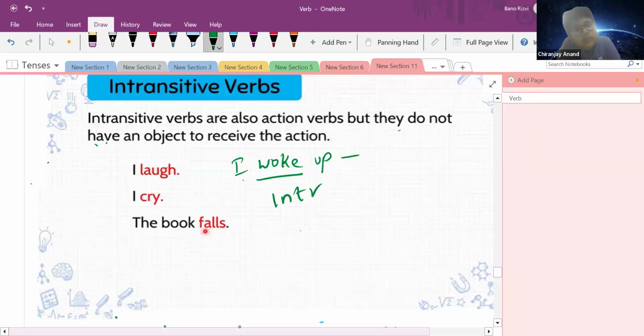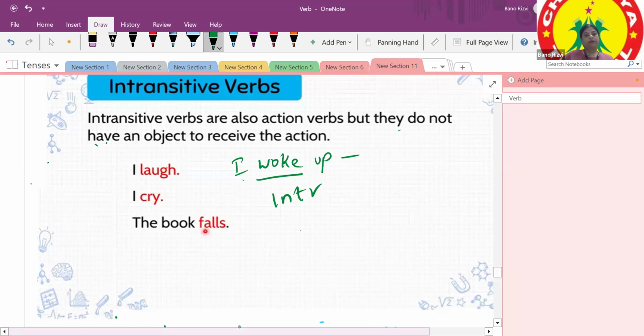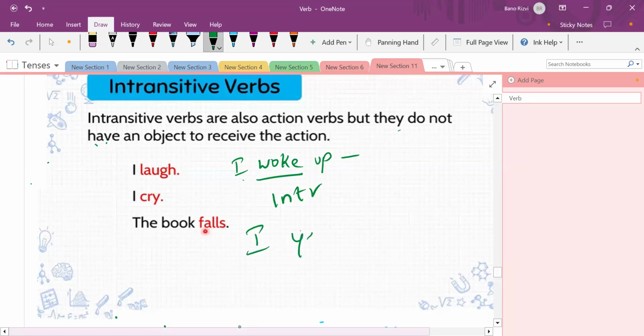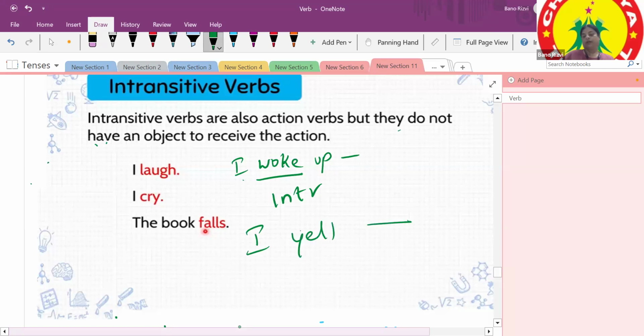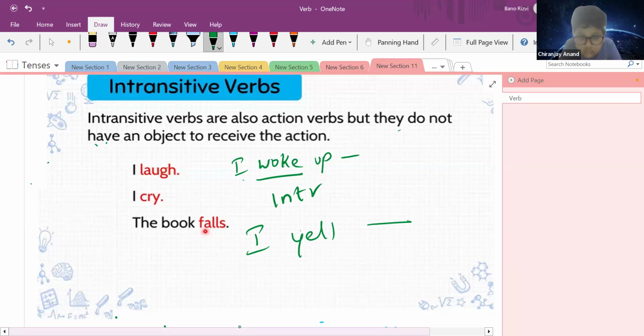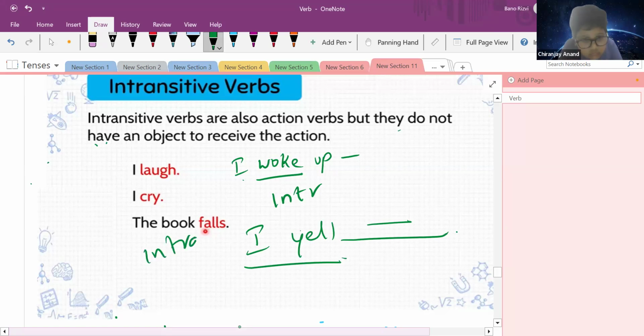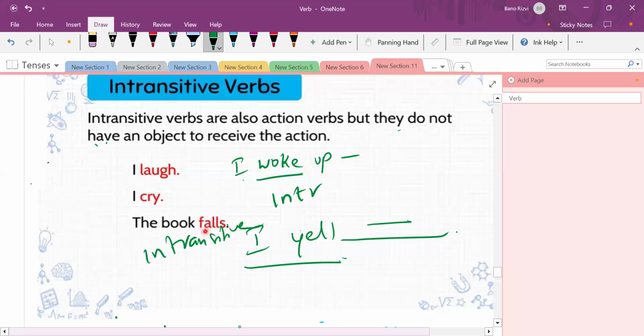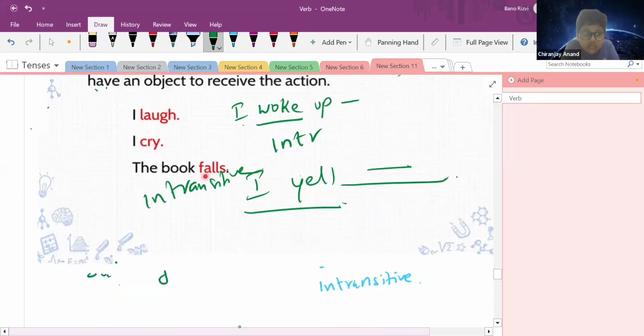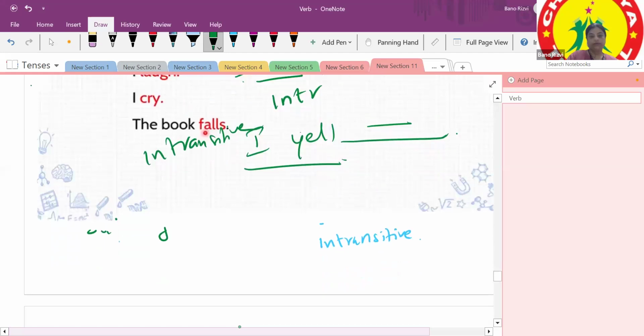Understand? Let me give you more examples. I yell. I yell at whom? I yell because I'm angry. I yell at Ram. So there is no object to take the action. Nobody is there to take the action. So I yell, and yell is an intransitive verb. Okay, let us do an example here.